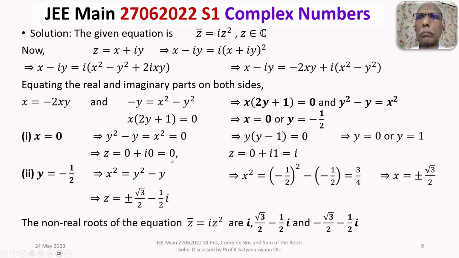Agreed. The first one, 0, is a real number. So the remaining are all non-real roots. Therefore, the non-real roots of the equation z bar is equal to i z square are i, root 3 by 2 minus i by 2, and minus root 3 by 2 minus i by 2. So we got the non-real roots of the equation z bar is equal to i z square. These are the three roots. We continue in the next slide.